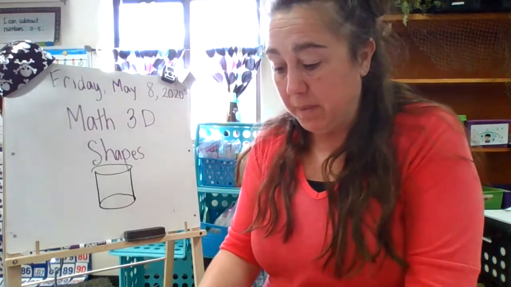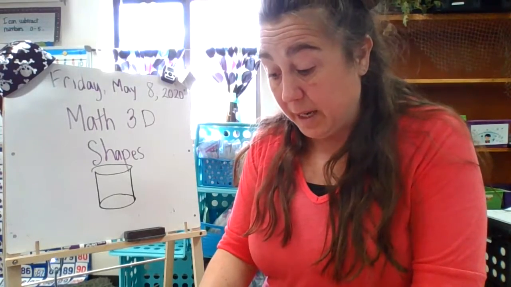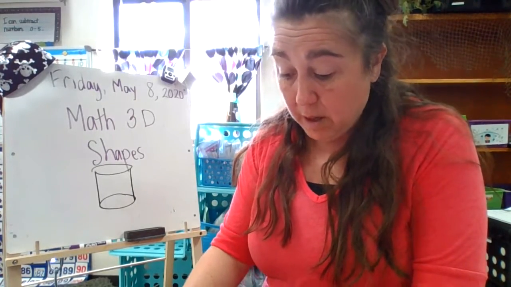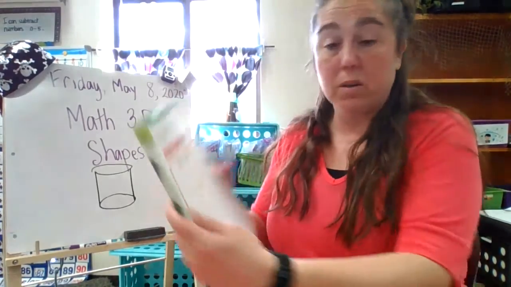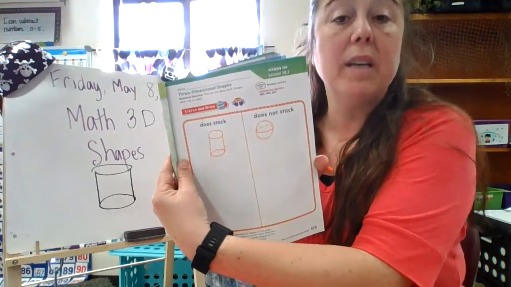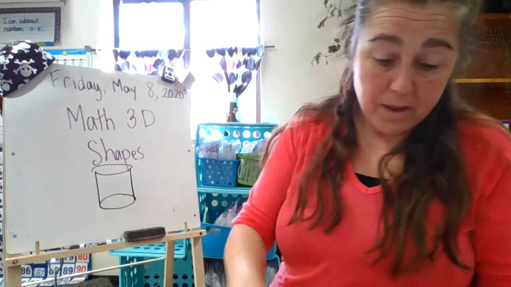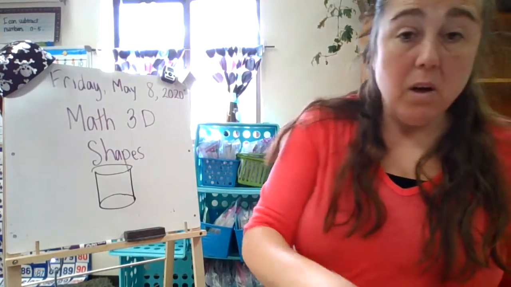That's how you draw a cylinder. Let's try it one more time. So I'm going to put this one under does stack. So I'm going to draw a circle. You could either do 2 lines down or 2 lines up and then connect them with another circle. So a cylinder does stack. Awesome. All right. What about a cone?